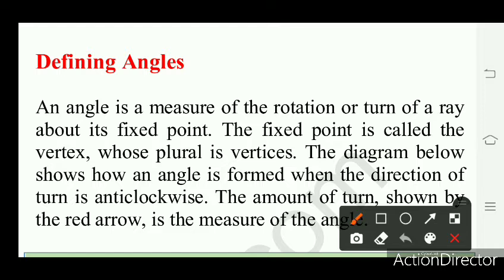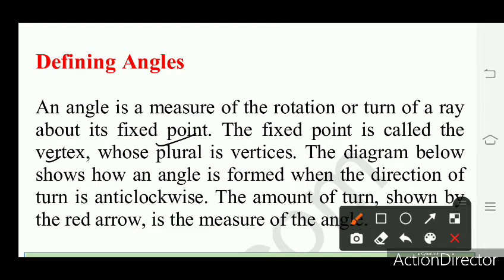An angle is a measure of the rotation or turn of a ray about its fixed point. The fixed point is called the vertex, whose plural is vertices. If there is only one fixed point, it is known as a vertex, and if the figure has more than one, we say these are the vertices.